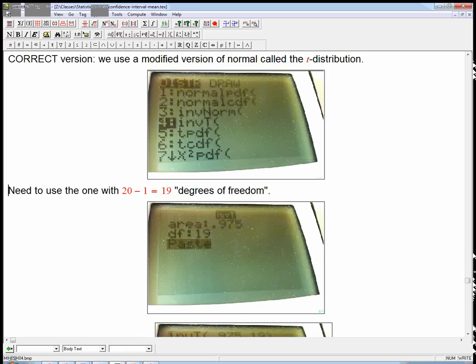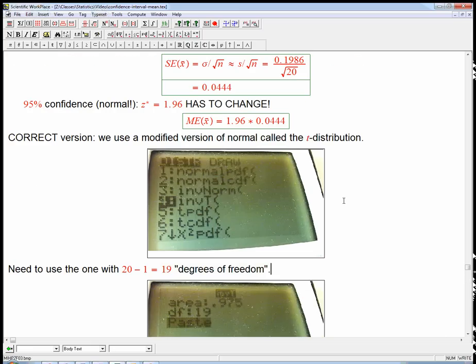The additional thing here, as they point out in the book, is that there are actually many, many more than one t distribution. It actually depends on what the sample size is. So it's a little more complicated. You just have to take the sample size minus 1 and put that in for the degrees of freedom. It's not something I'm going to emphasize a lot.